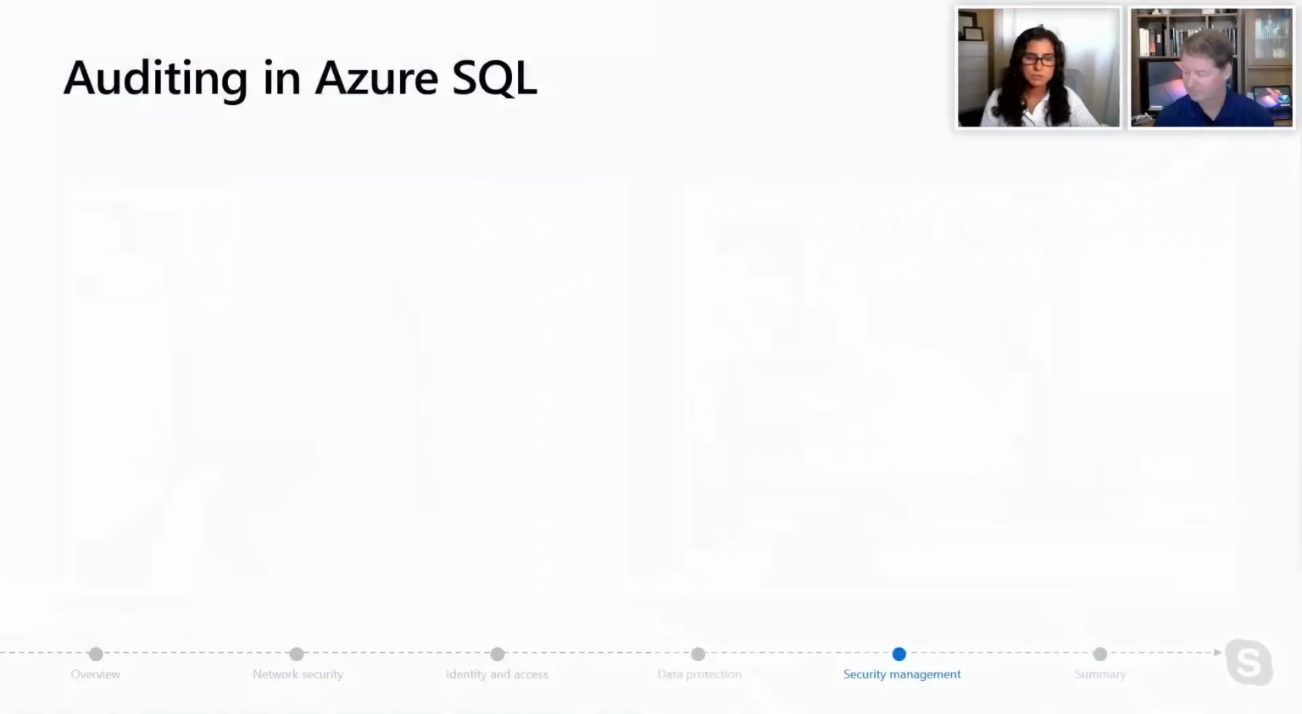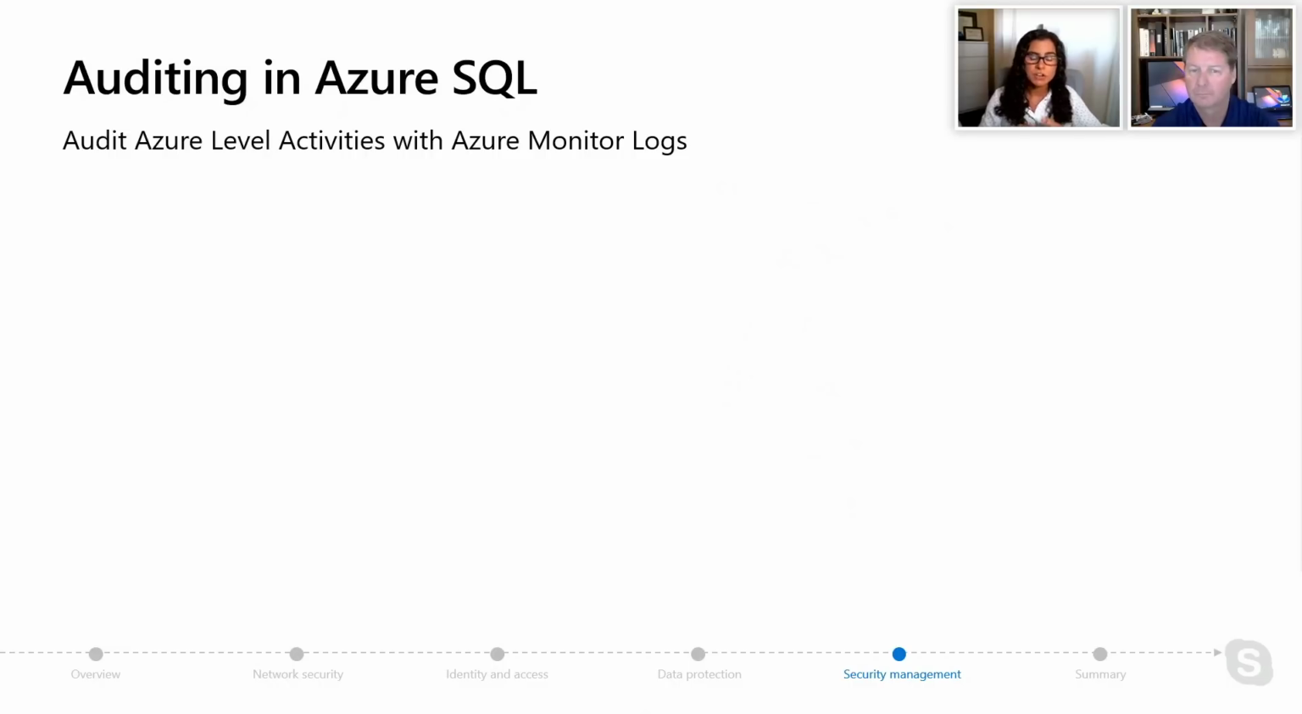Awesome. All right. I don't see any more questions here. So we're going to continue onward to talk about security management, and we're going to start with auditing. First, I just wanted to call out that you can audit the Azure level activities with the Azure Monitor logs. And this is something you'll do in the hands-on exercises. So you'll get a chance to look at how you do that. And even throughout the exercises, you'll also get to see things like Azure Monitor and Log Analytics, which are new, rich capabilities that allow you to look at different things in a different way with Azure SQL.